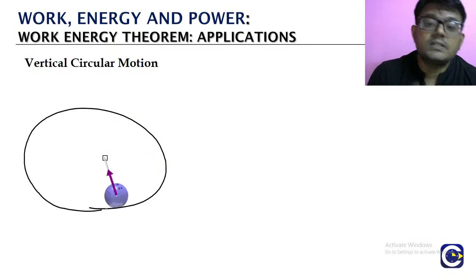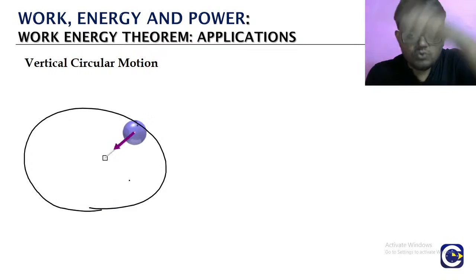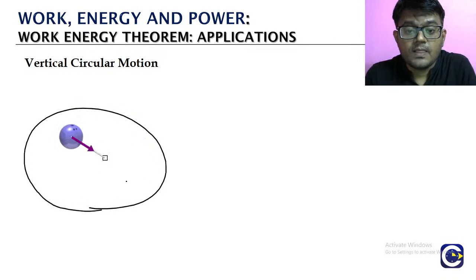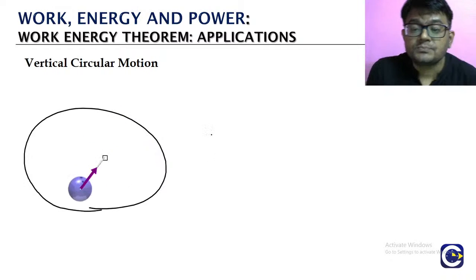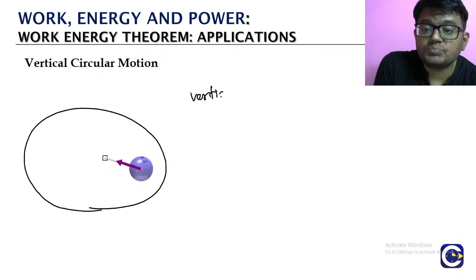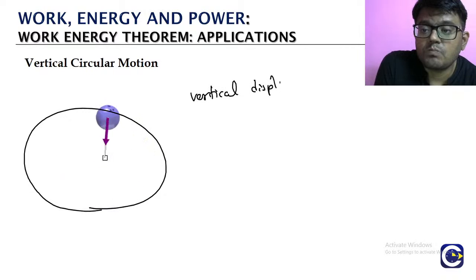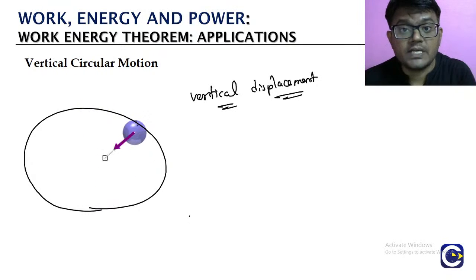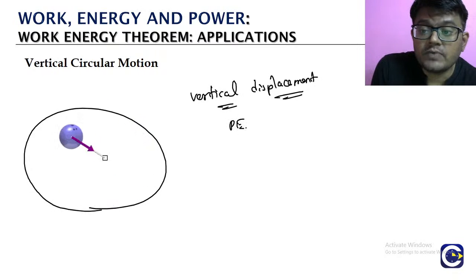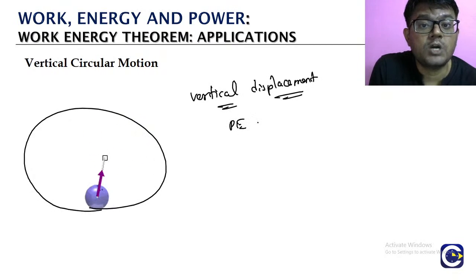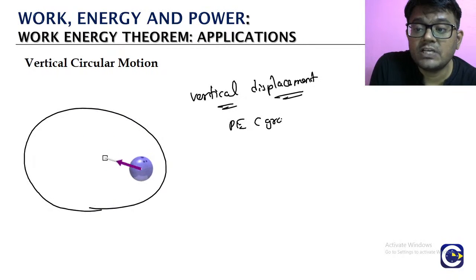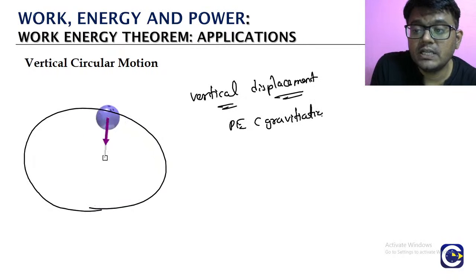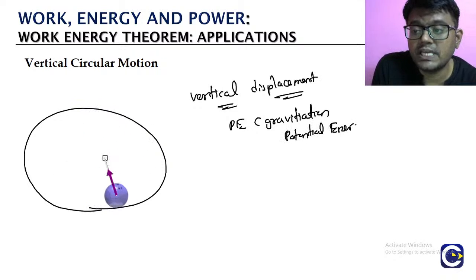In the case of vertical circular motion, as the object is moving in the circle, there is going to be a vertical displacement. Now whenever there is a vertical displacement, what is going to happen? Here we are going to talk about the impact of the gravitational force, because we are trying to study the impact of the gravitational force by using what? Potential energy, right? The gravitational potential energy will undergo a change.